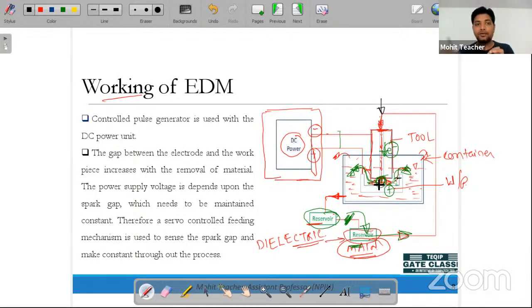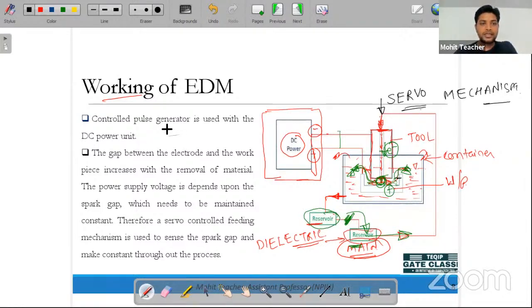Please keep in mind that the working of this EDM is complex because of this servo mechanism only. The feeding and a constant gap are required. To maintain this constant gap, we are using the servo mechanism. Fine. So whatever I have written, this is basically the working of this.